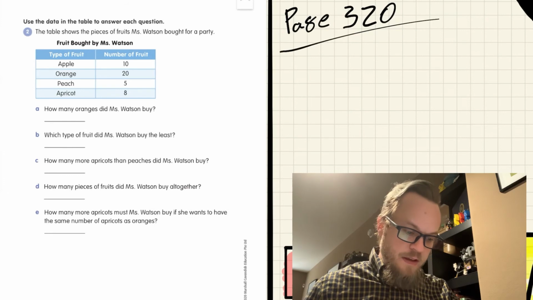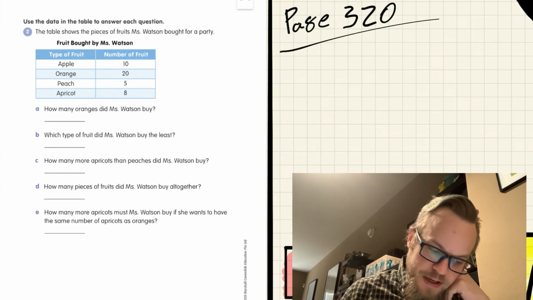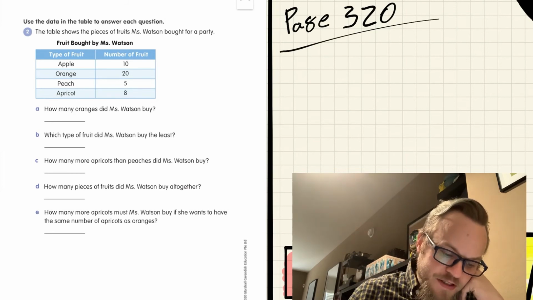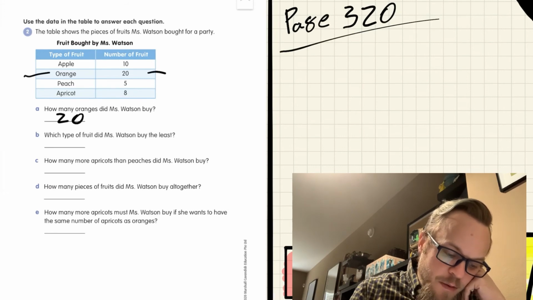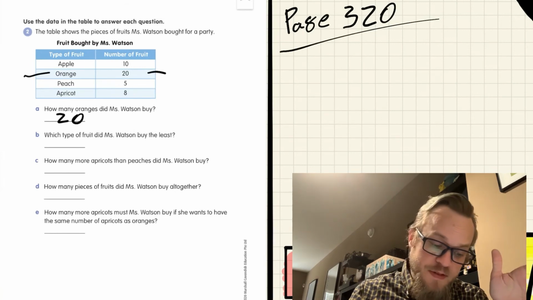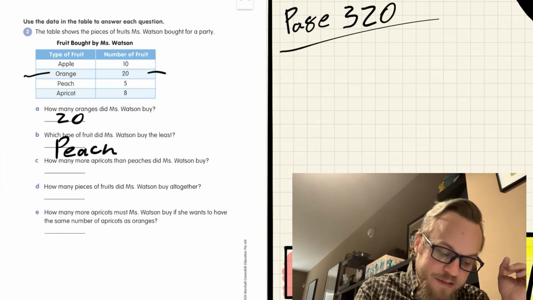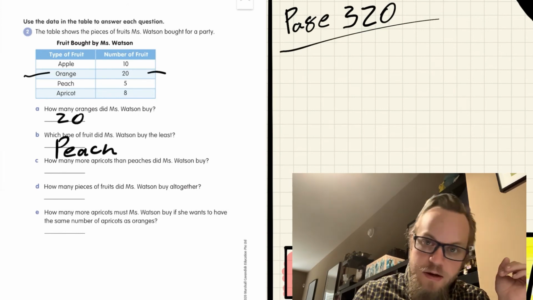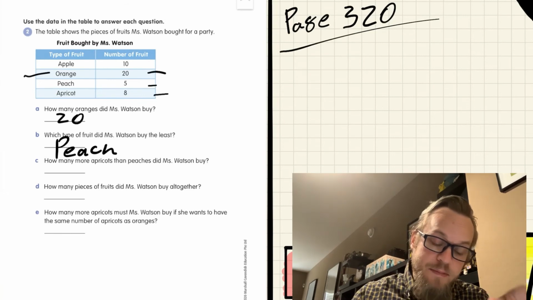All right, so in interpreting this table, here on page 320 in our math workbook, how many oranges did Miss Watson buy? So for that, I go to the row with oranges, and she bought 20. B, which type of fruit did Miss Watson buy the least of? So the smallest number, or the least number I see here is peaches with 5, so I can write a peach in there.